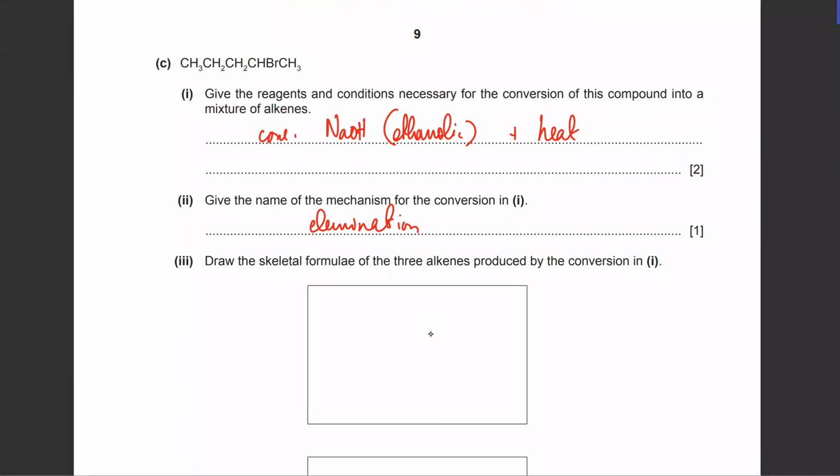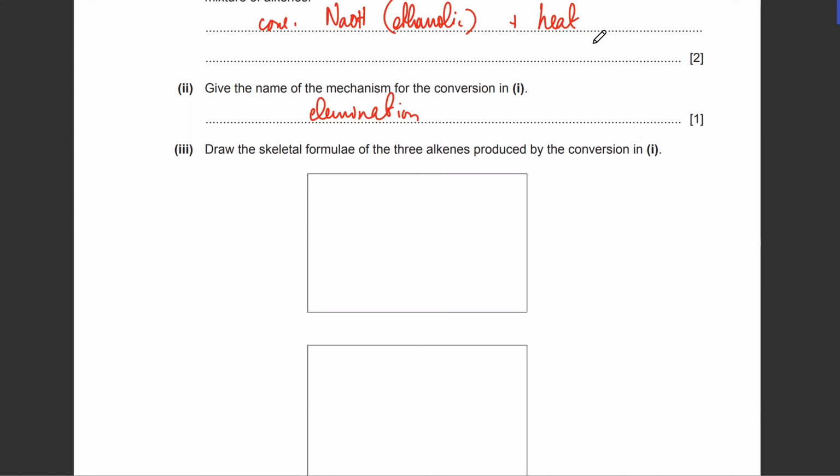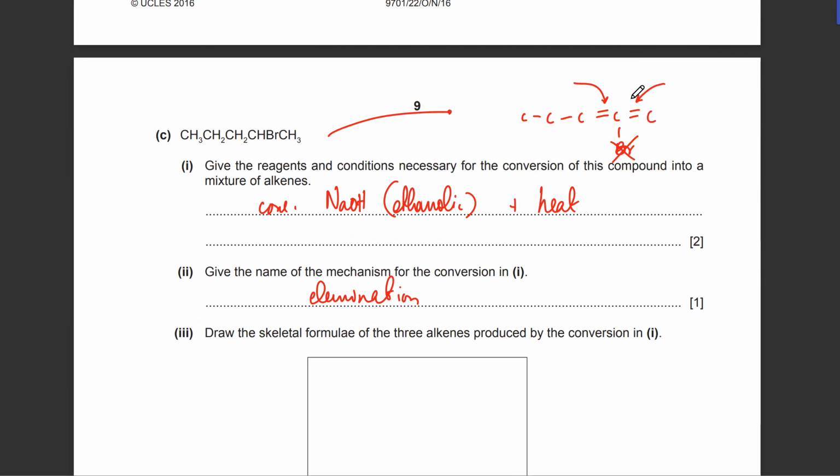So what were the three alkenes? The alkenes would be, okay, you've got 1, 2, 3, 4, 5 carbon atoms, and the Br is on the second last. So Br is going to be removed from here and the double bond would appear either over here or on this side. Is that clear? So you're going to get two alkenes. Either the double bond is here or here. So why is three alkenes written there? He's asking you to draw three alkenes. What is the third alkene?